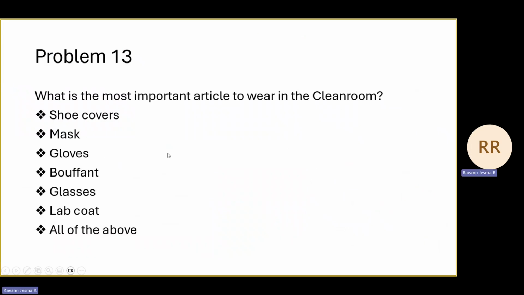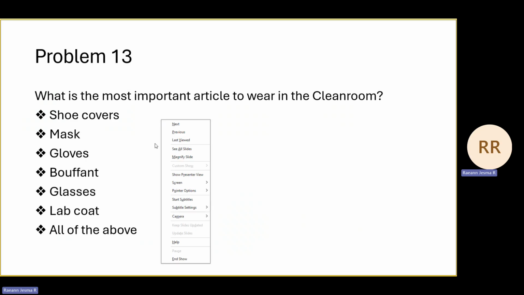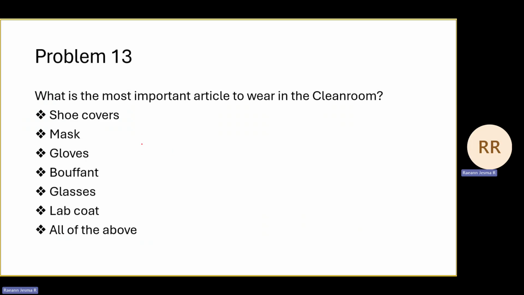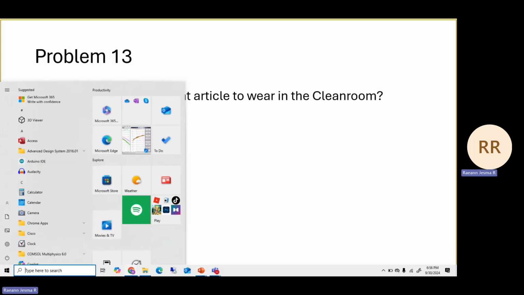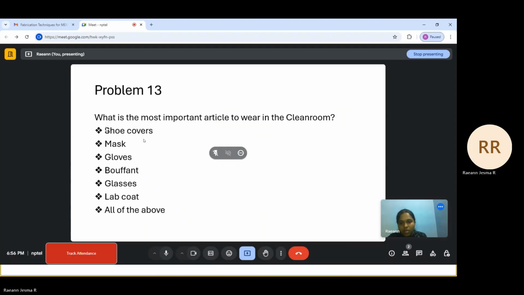What is the most important article to wear in the clean room? So here we have multiple options. Shoe covers, mask, gloves, buffet, glasses, lab coat, all of the above. So which of all things do we need to wear in the clean room? So this I think we already saw in a previous question as well. We already saw this, right? So let us go through each of the options one by one.